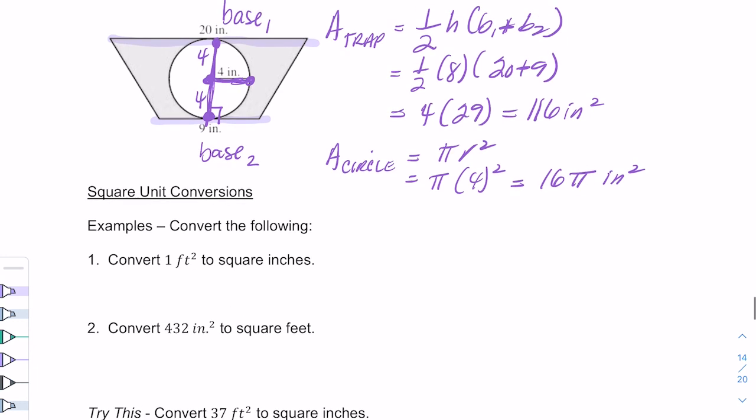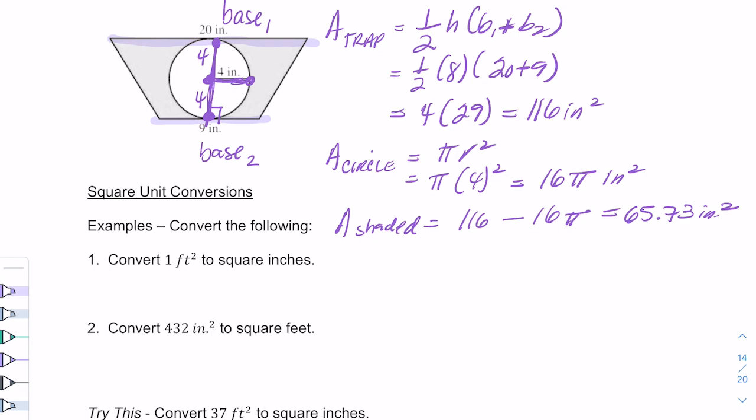So now to find the area of the shaded region, I need to take the area of the trapezoid and subtract the area of the circle. And if you type that into your calculator, 116 minus 16 times pi, you'll end up with 65.73 inches squared, which is the area of just the shaded part.